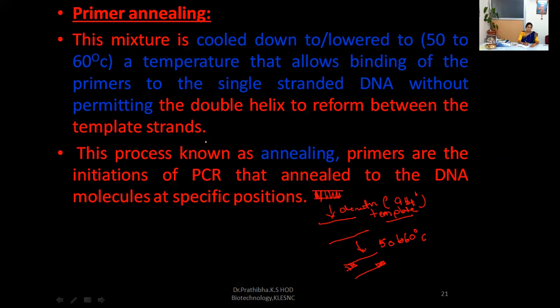Let me repeat here. Primer annealing. Annealing means joining or just binding. So this mixture, the PCR tube mixture, is cooled down to 50 to 60 degrees Celsius, a temperature that allows binding of the primers to the single stranded DNA without permitting the double stranded helix to reform between the template strands.